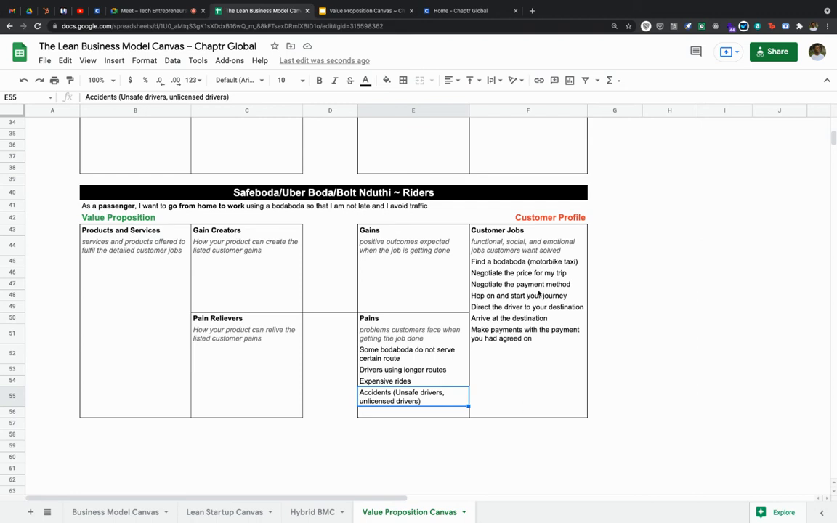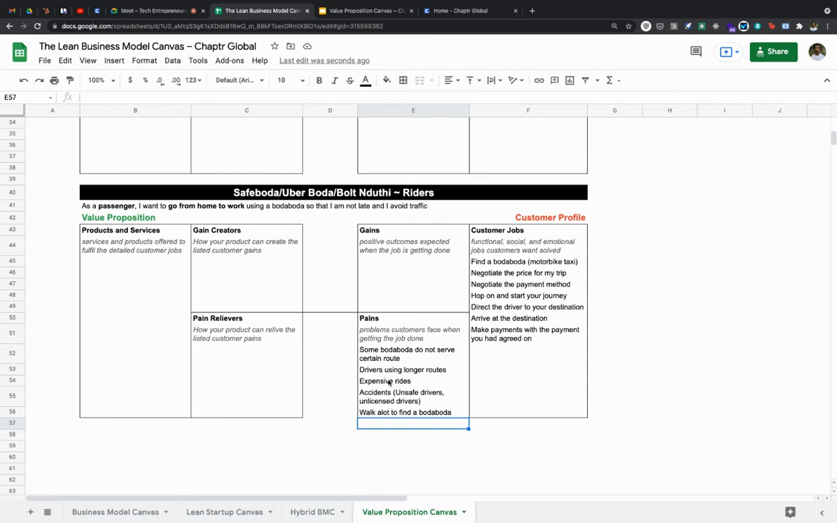What other thing might we face? When you're finding a boda, some bodas do not serve certain routes. At times it might just be hard, you can't find bodas easily. You have to walk a lot to find a boda boda. That is a problem when you're finding a boda boda. You have to keep running until you see someone, or you have to wait for a while until someone passes you. It's not the most convenient way.